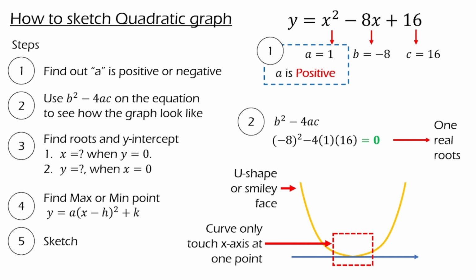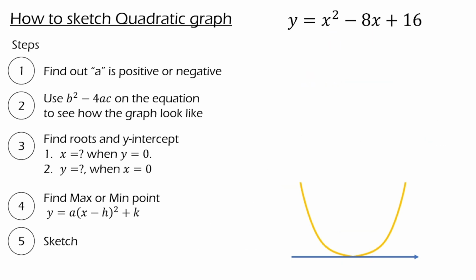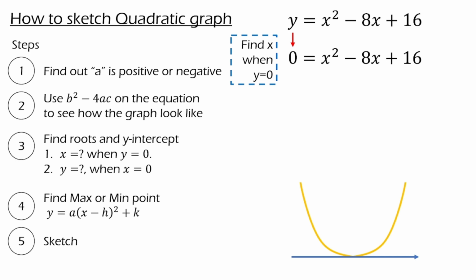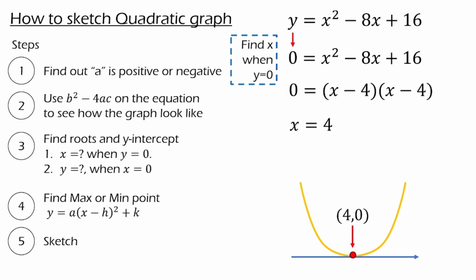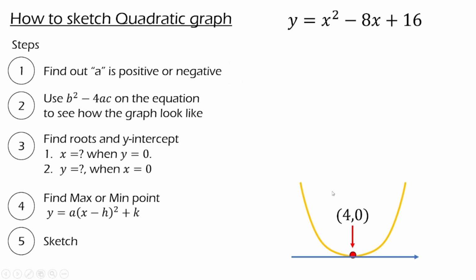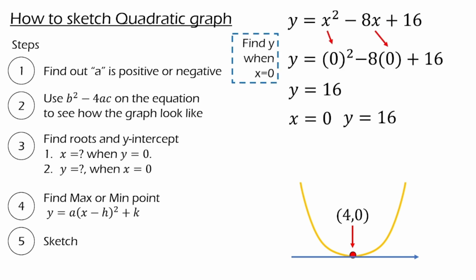Continue to the third step. We are going to find the roots for this equation. How can we find roots? Very simple. We let our y equal to 0. Solving it through factorization, we found that our x equal to 4. As you can see, we only have one root, which is 4. Continue to find the y-intercept. We just let our x equal to 0, and solving it, we found that our y equal to 16. And we continue to label it on the graph.